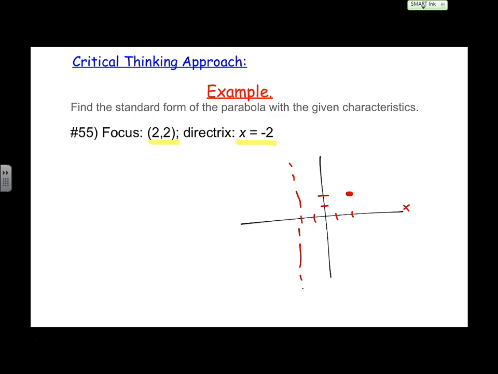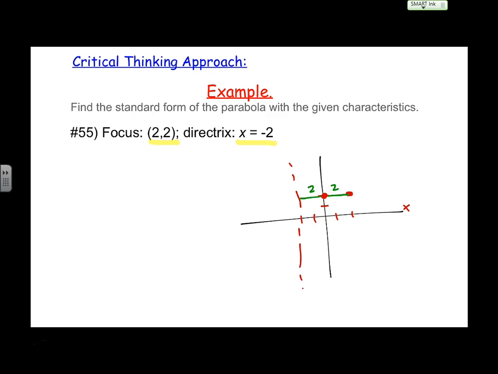Where's my vertex going to be? Right in the middle, because I know it has to be equidistant from the focus and the directrix. It has to be halfway in between. So if you draw a line from the focus straight to the directrix, the vertex is on that line, and specifically in the middle. P has to be the same on either side. So if it's 2 on that side and 2 on that side, the vertex must be in the middle, which is at 0. Count your tick marks. I have 2 there, 2 there, so halfway in between, distance of 4.